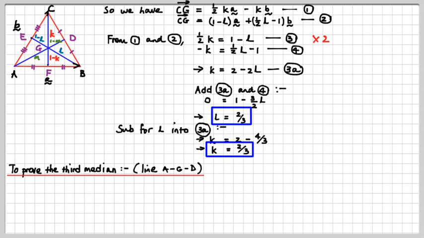Okay, here we're going to prove the third median. Oh, geez, this is exciting, isn't it? Better than watching a movie. Yes, I know, I need help. Don't worry, I'm having a good time.